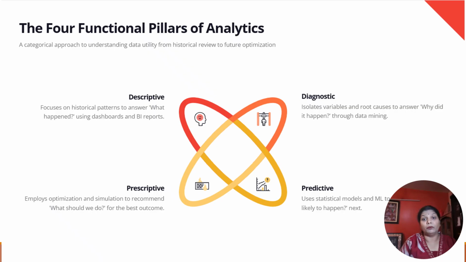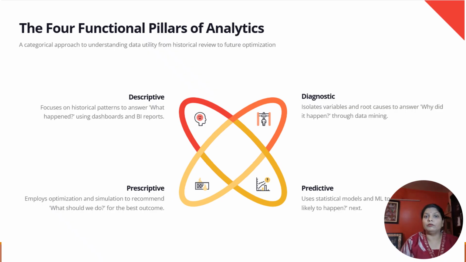The third pillar, very important, is predictive analytics. It uses statistical models and machine learning techniques to answer the question, what is likely to happen next. That is more of forecasting. By identifying patterns in historical data, organizations can forecast demand, customer behavior, or risk outcomes.